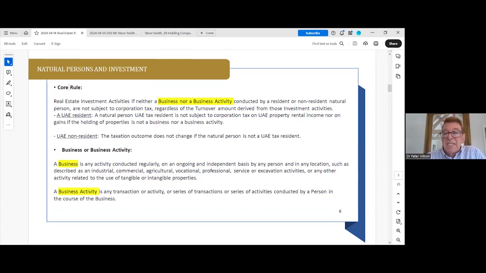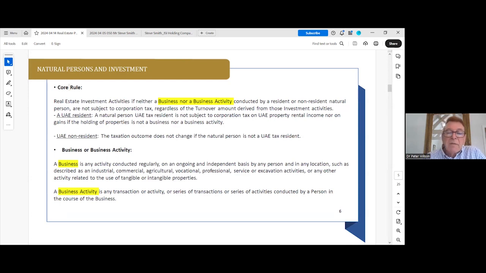And a business activity is an activity within a business. So you can have an activity that's a one-off transaction that is conducted in a business-like manner, and that will be a business. So for example, if you have a natural person that buys one property, owns the property for 10 years, collects rent, and sells the property at the end of 10 years, that's not a business.